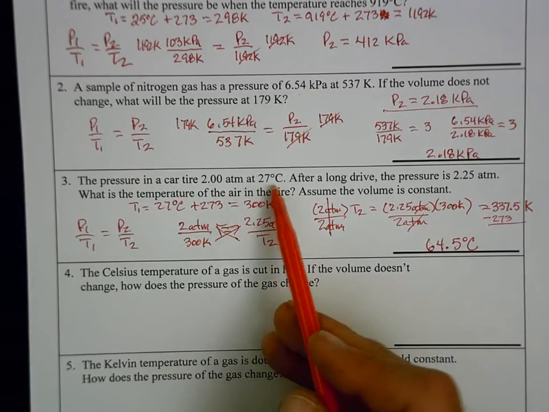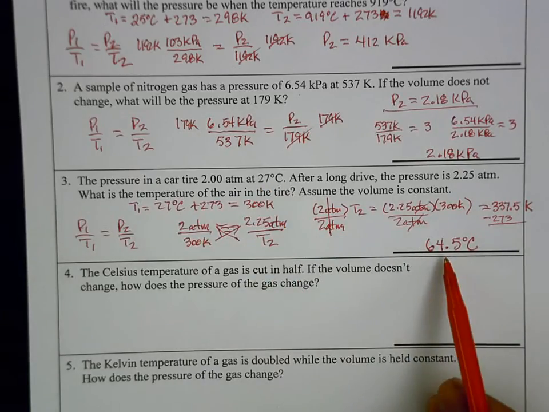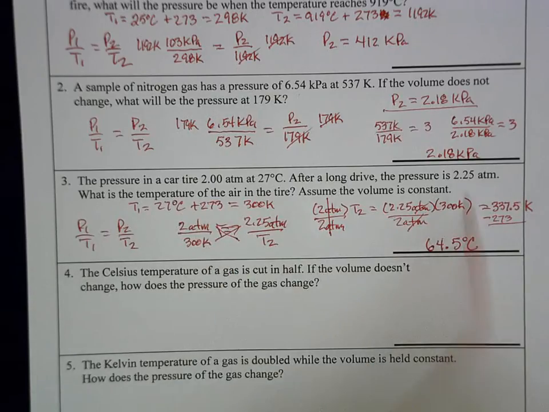So it was at 27, more than 2 times bigger in Celsius, up to 64. My pressure just went up a little bit. But they do go in the same direction. Both went up. Any questions?